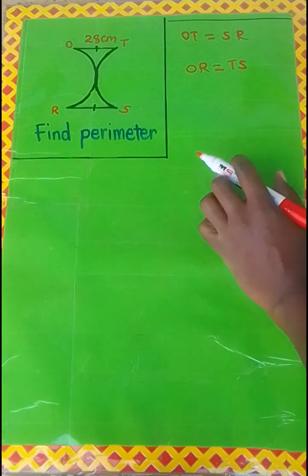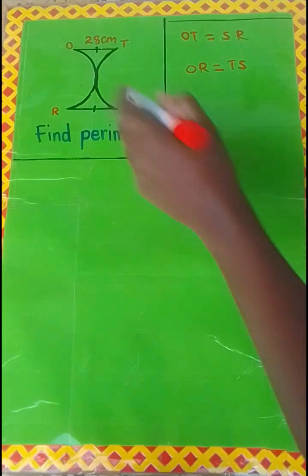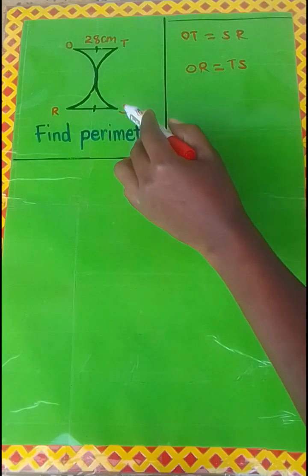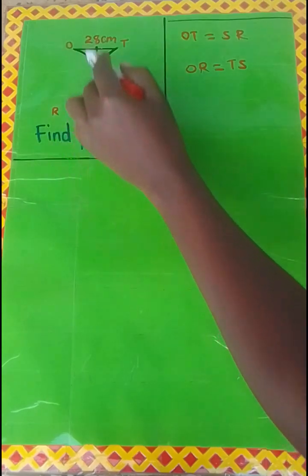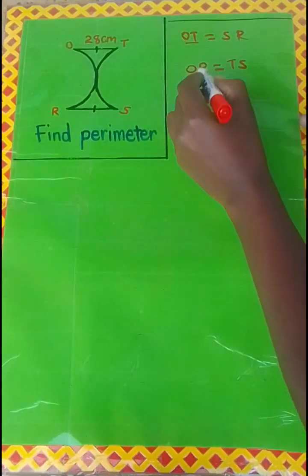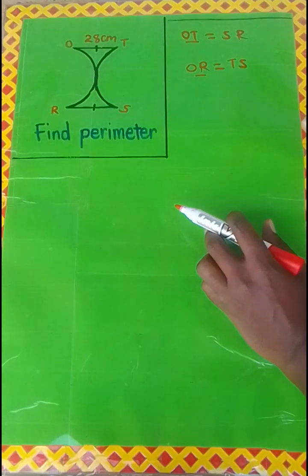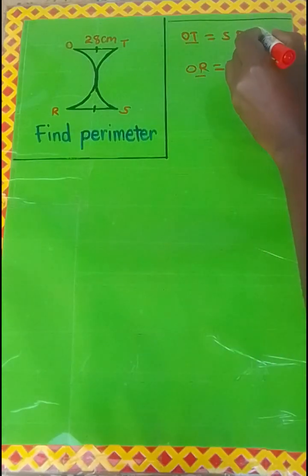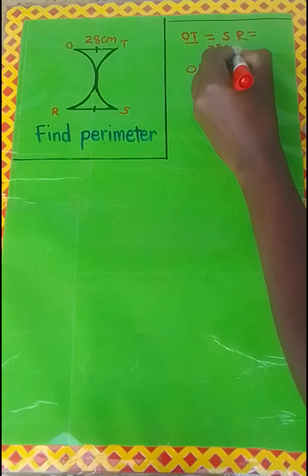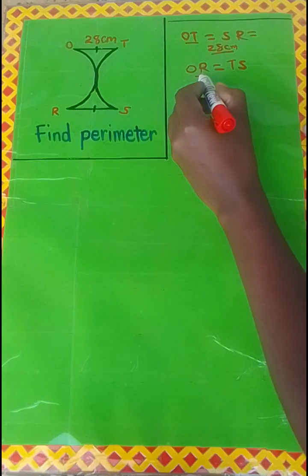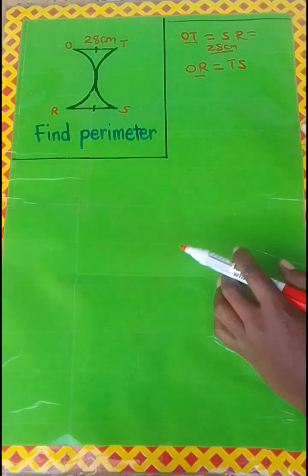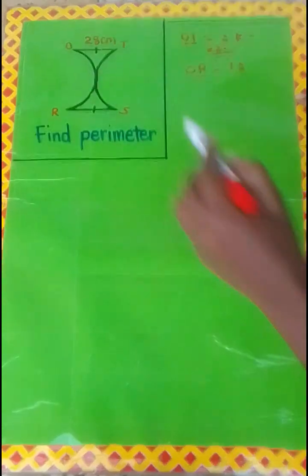Now perimeter will be moving from OT to TS to SR to RO. But we need to know OT and OR. We already know OT, it is 28 centimeters. What about OR? We have to find OR.